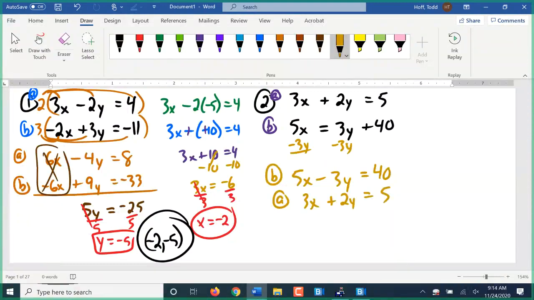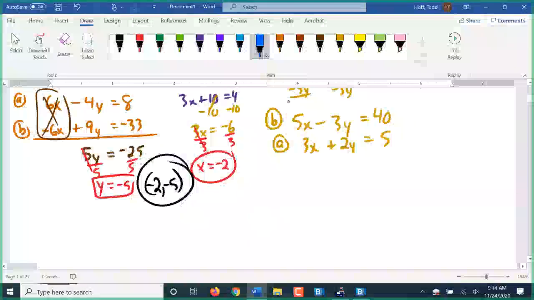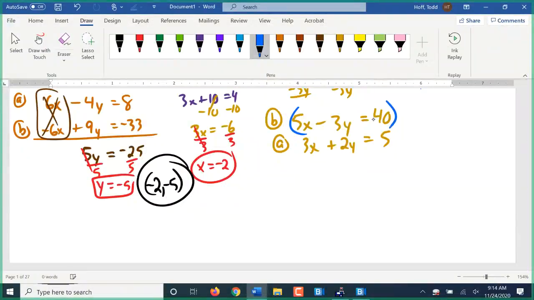Now in this one, for x I have 5 and 3, and a common multiple would be 15. For y I have 3 and 2, and a common multiple would be negative 6. One of them is already negative, so let's just go ahead and get rid of the y. So we multiply equation B by 2, equation A by 3.